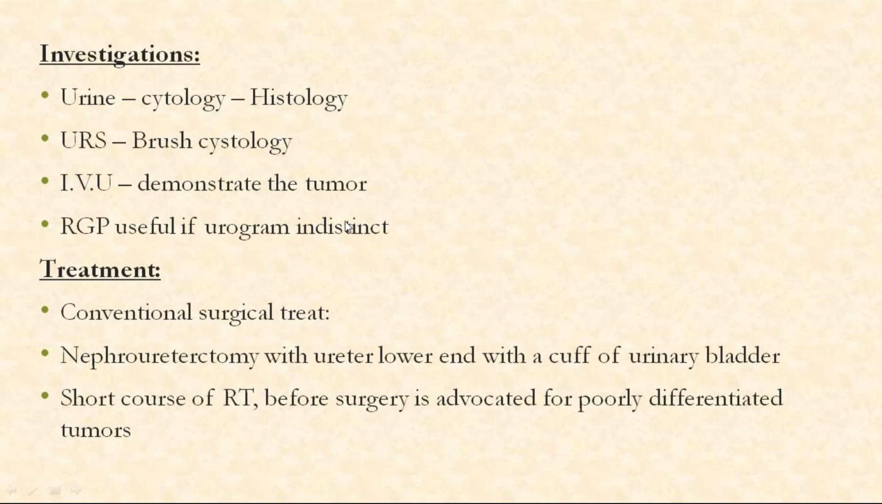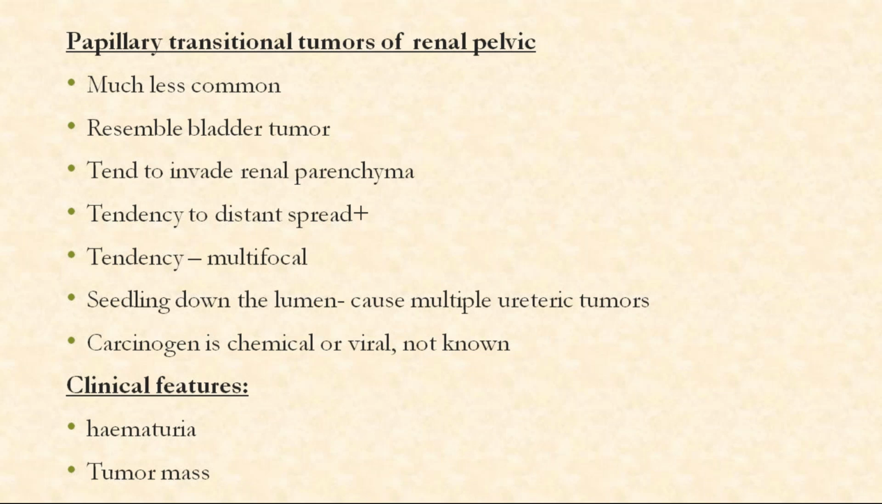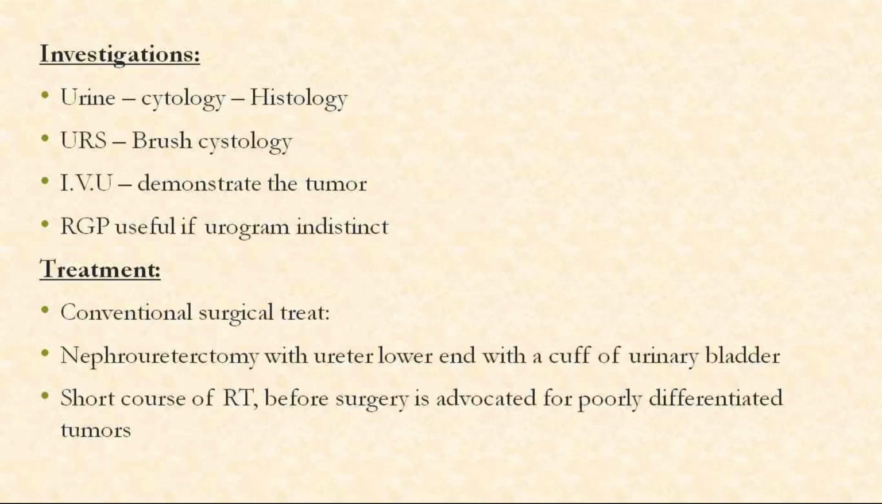So what are the clinical features? The patient may have hematuria, tumor mass. What are the investigations? Similarly, urine examination, urine cytology, intravenous urography, and retrograde pyelography are useful to diagnose transitional tumors. Treatment is usually conventional surgical treatment. Nephroureterectomy: if the ureter is involved, you should do nephroureterectomy along with the kidney. Sometimes you should give a short course of radiotherapy before the surgery to prevent dissemination of the tumor cells.